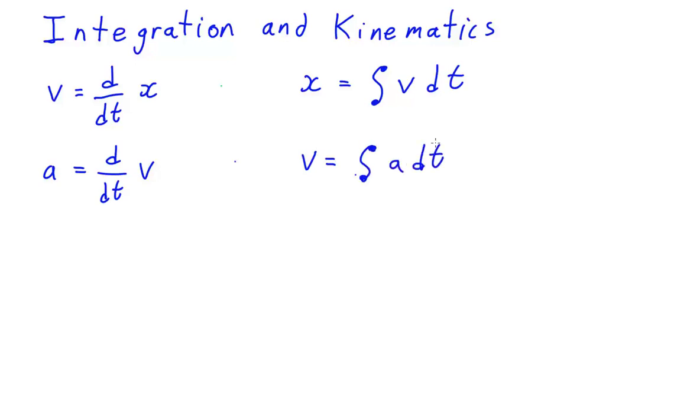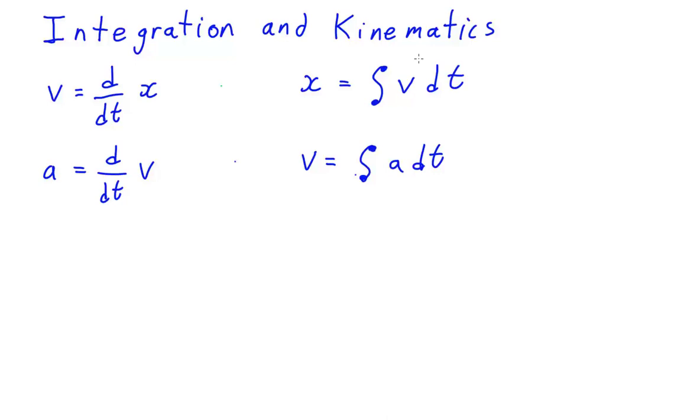However, let's stop and think about this for a second. Let's suppose that we were given the velocity of an object, so we were told exactly how fast it was moving as a function of time, and that's the only information we had. In this case, we should be able to take all the little bits of velocity and add that up over time and figure out how far the object has moved, the total displacement.